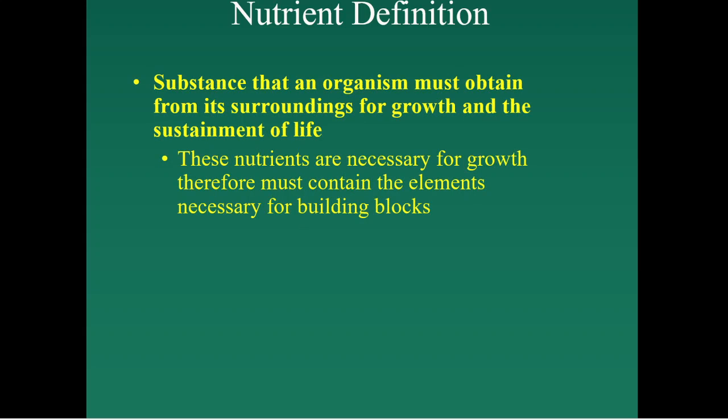A nutrient is a substance that an organism has to obtain to grow and sustain life. If we don't get them, we can't grow. They are necessary for growth. Therefore, they are the parts of those building blocks, the elements for the lipids, carbohydrates, nucleic acids, and proteins that we talked about last semester. And remember, we talked about the elements that make them up.